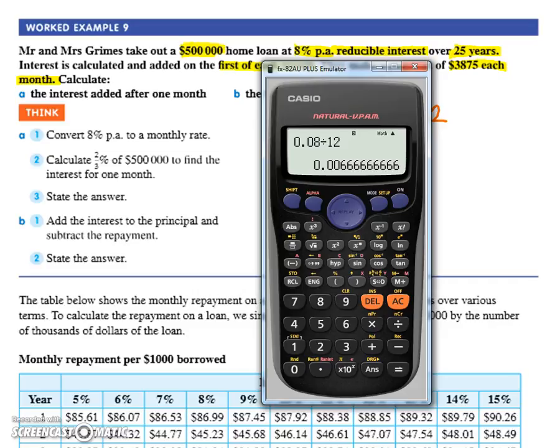What I'm going to do, just very briefly, is you'll notice in the notes it says calculate 2/3%. We've taken the 0.08 and divided it by 12 to make it monthly. I'm just going to do 8%, and divide that by 12. So 8 divided by 12 will give you 0.666 repeater.